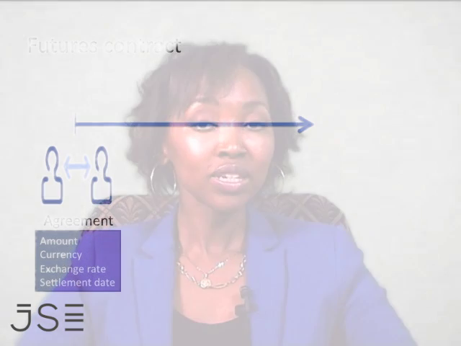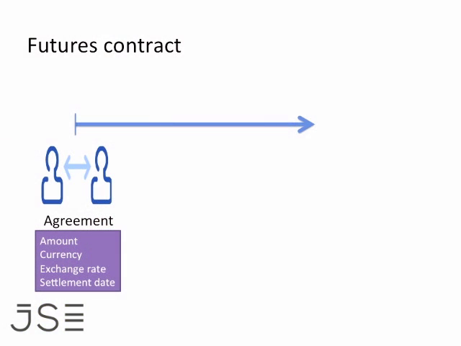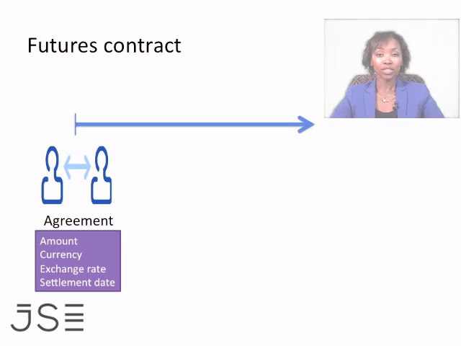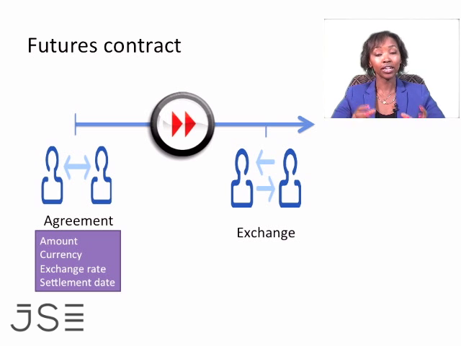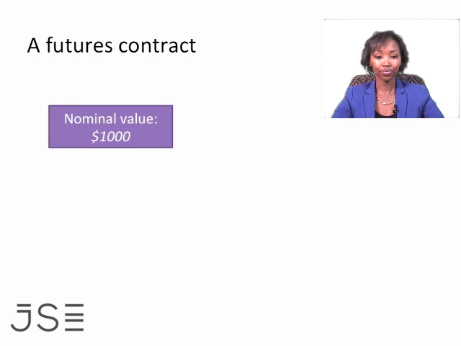Similar to an FEC, a futures contract is basically where two parties agree on an amount, a currency, an exchange rate, and a settlement date for the future. And then there is an exchange. But unlike an FEC, there's no exchange of foreign currency. There's only settlement in rands. But we're going to talk more about that in later slides.